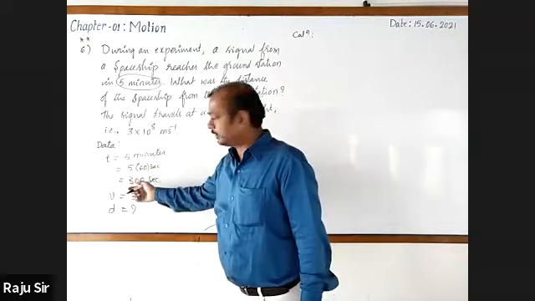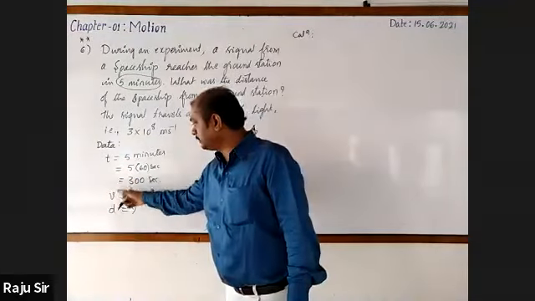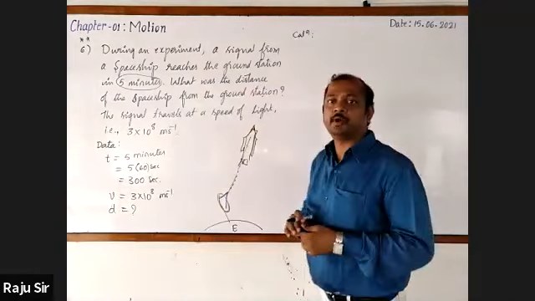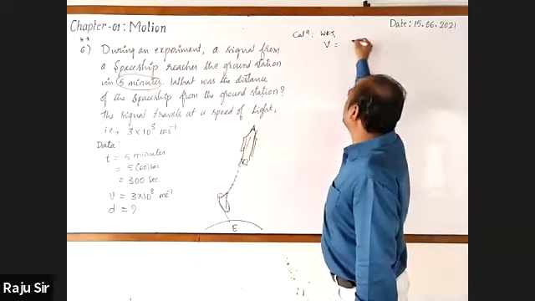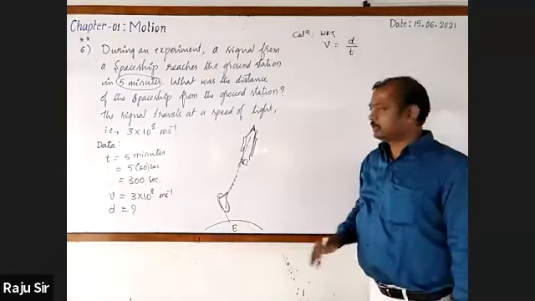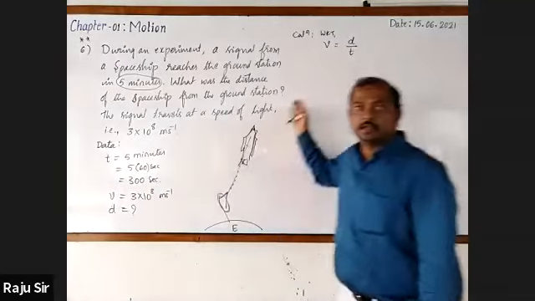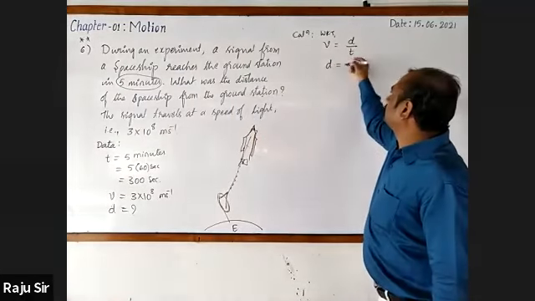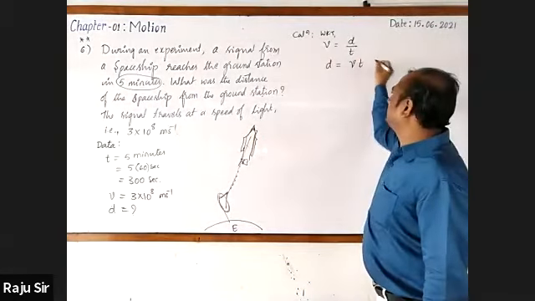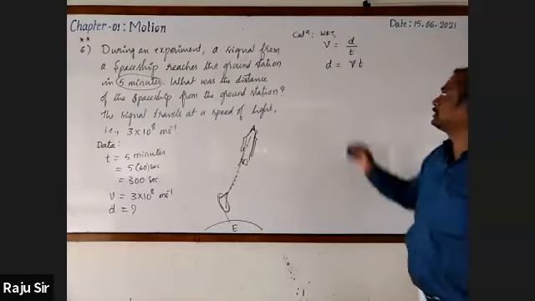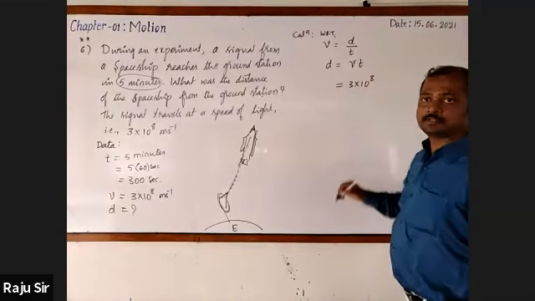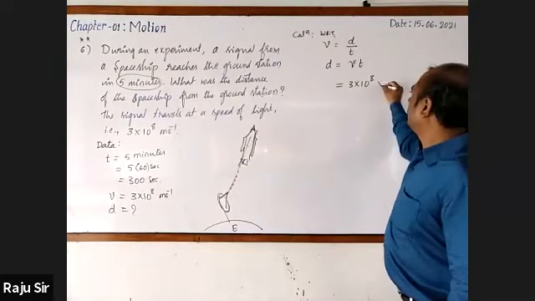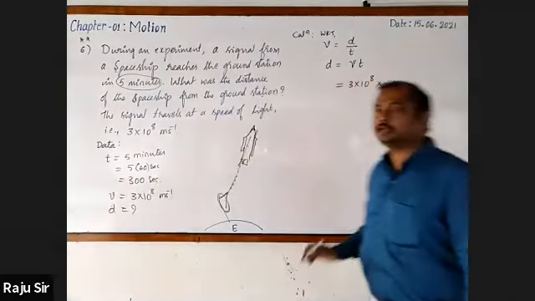In the data, you can see that we have 3 physical quantities: time, speed, and distance. We have a formula to find the speed, that is, V is equal to D by T. We want distance. Let us solve for distance. D is equal to, cross multiply T, you will get V into T. Now you may go for substituting. This is equal to speed, 3 into 10 raised to the power 8 meter per second, into time, 300.